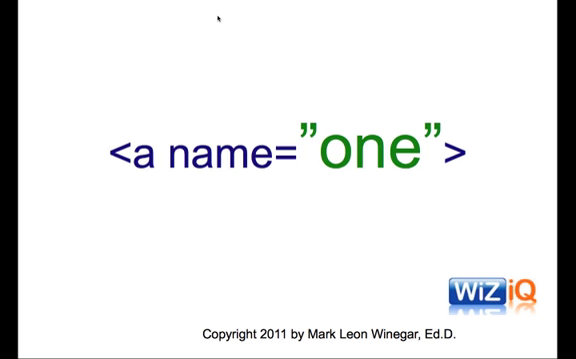Now we would use this to name a section of the web page we want to go to. And as the attribute name suggests, we're going to name this area. Now I like to make these names short and sweet. And so I've set this name to be 3 characters long, O-N-E.